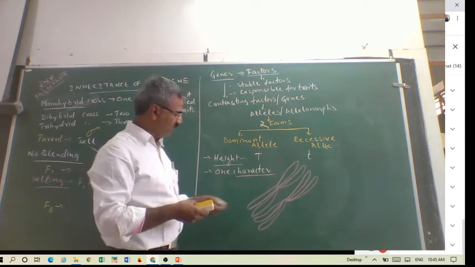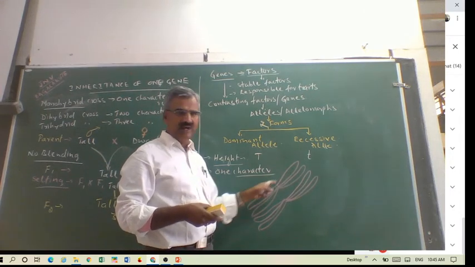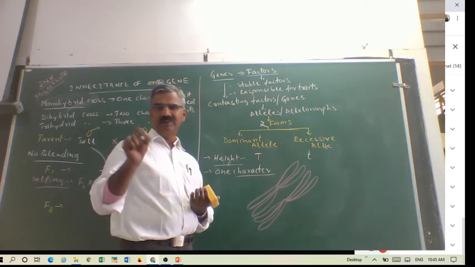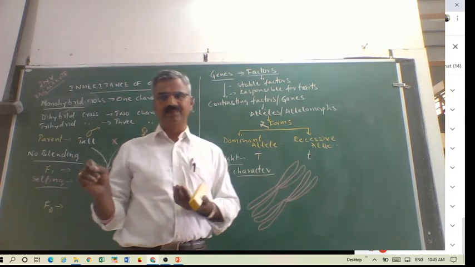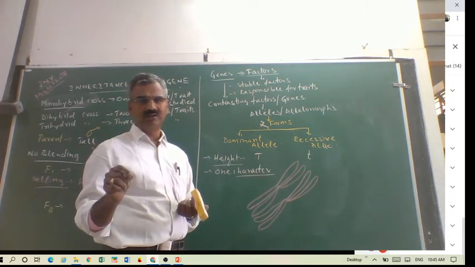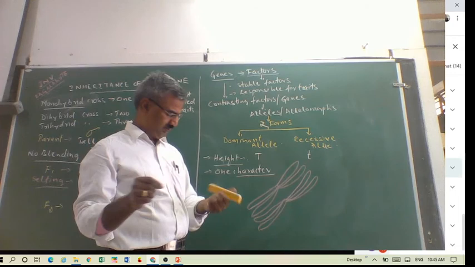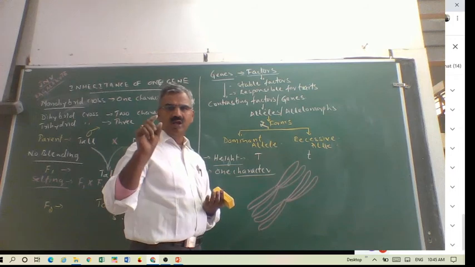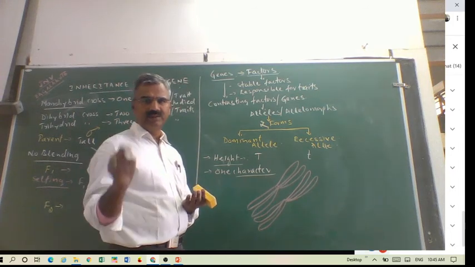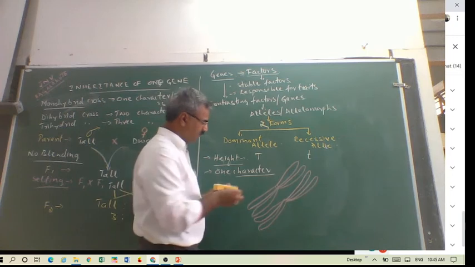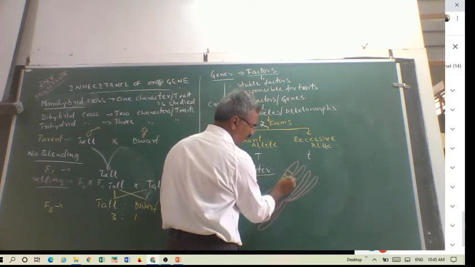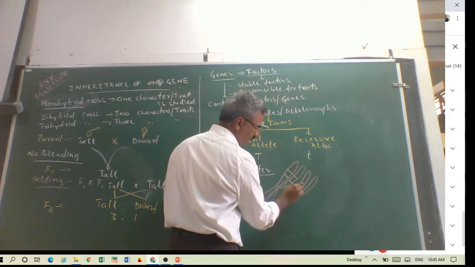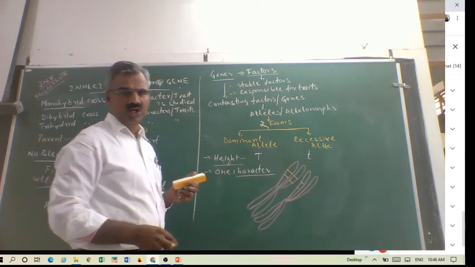If you are getting confused, you can show only one chromatid also. That's not an issue. Only one chromatid also you can show here. And we have a place where the genes are located. What do you call them? What do you call that one? What do you call the location where the genes are present or alleles are present? That is called locus. That is called locus.